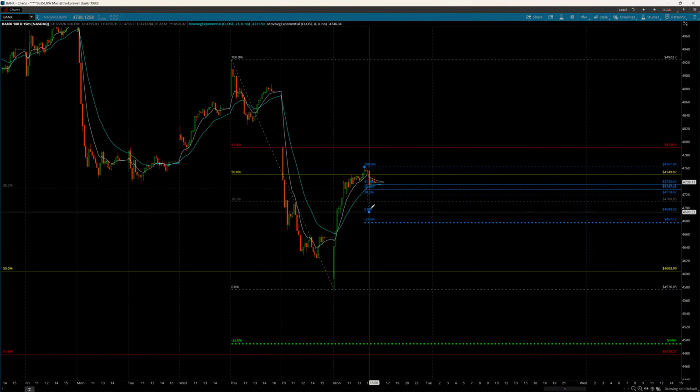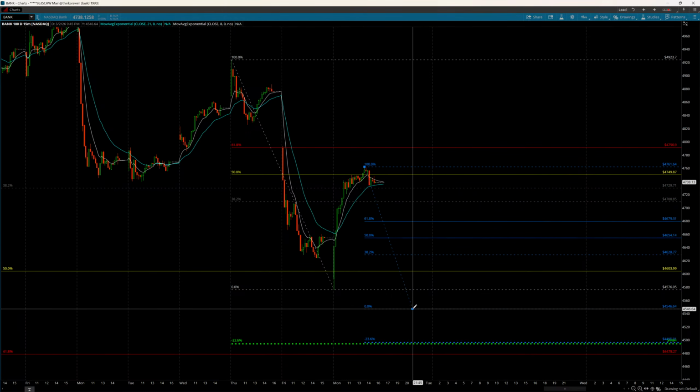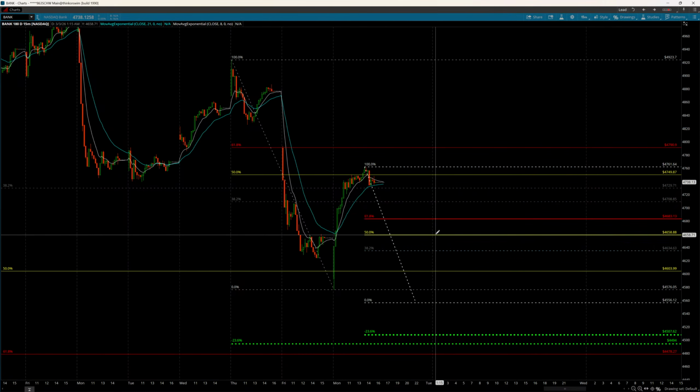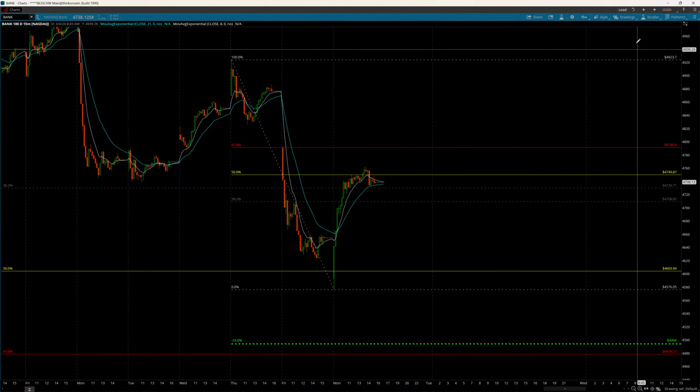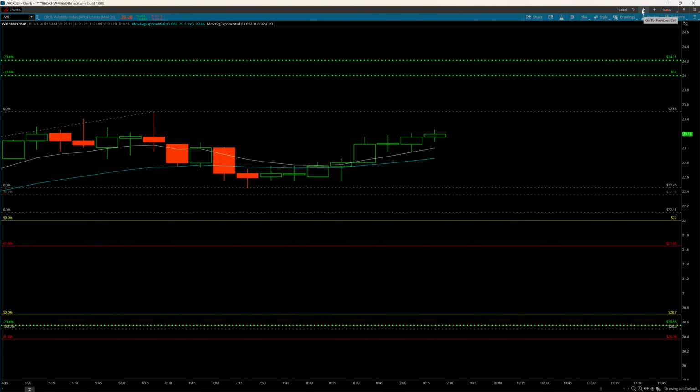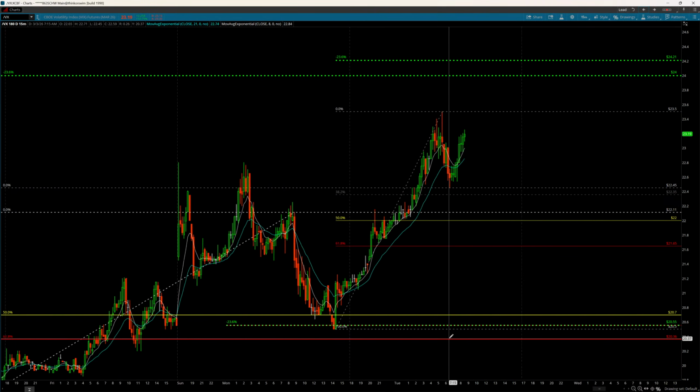What we're watching for here is our Monday's highs to whatever our lows are. A trading hours 50% short. We don't know what that looks like yet until the market opens. Let's move on here to the VIX.